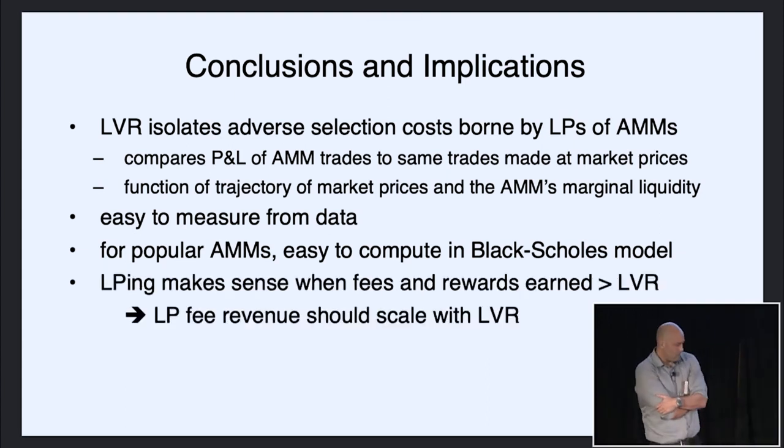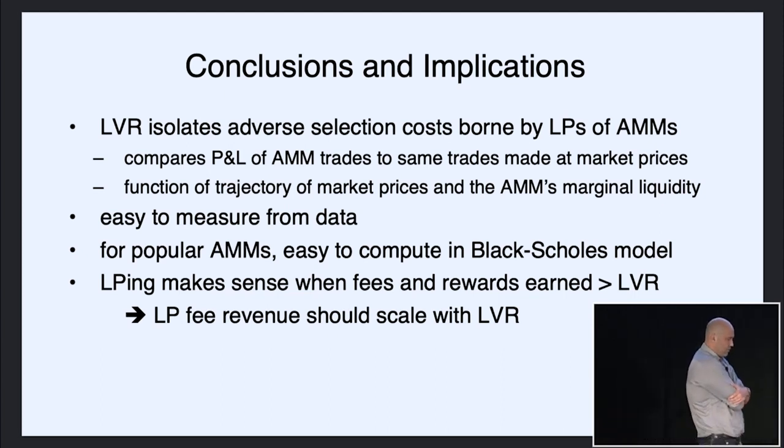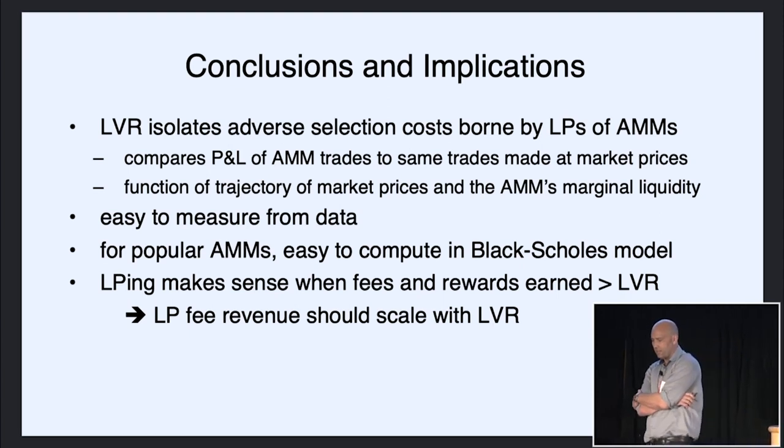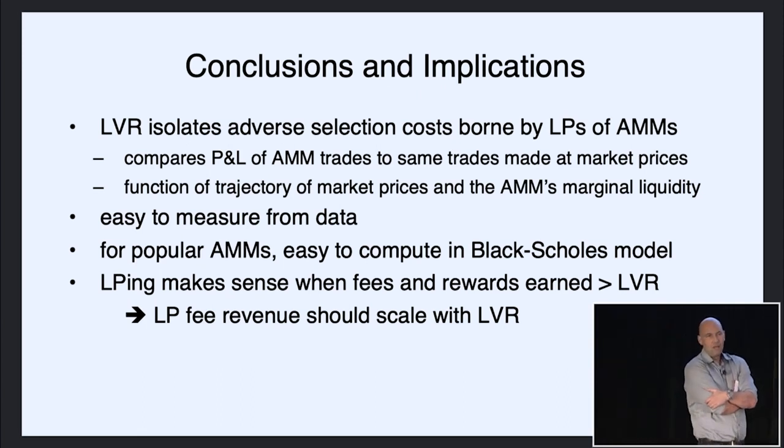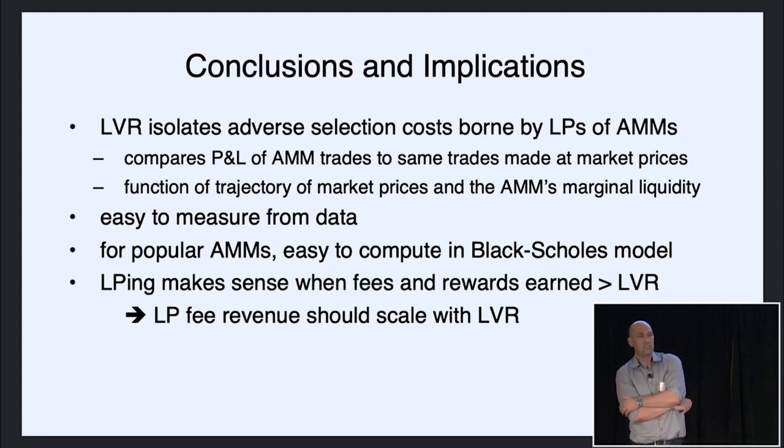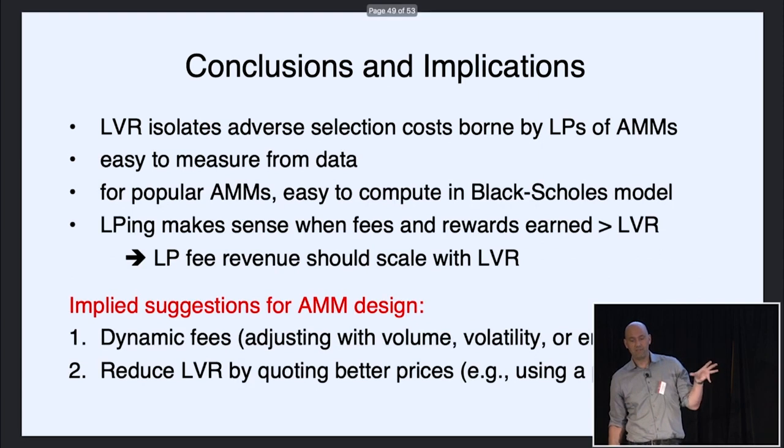So going back to our initial questions: first question is, when does it make sense to be an LP? When does it make good economic sense? Well, the answer is that your benefit should be exceeding the lever. The lever, we argue, is the cost. Your rewards are coming from perhaps token rewards, definitely from fee revenue, and that should be exceeding the lever for you to actually want to LP for a particular pool. This, of course, has implications for the design of automated market makers. If you want your liquidity providers to be properly incentivized, their fee revenue should be scaling with the lever.